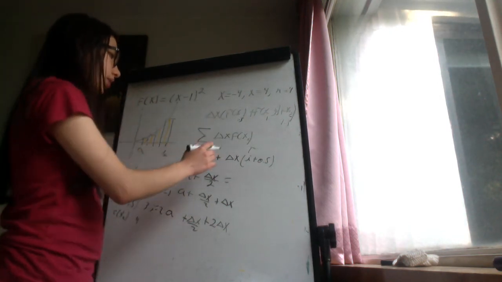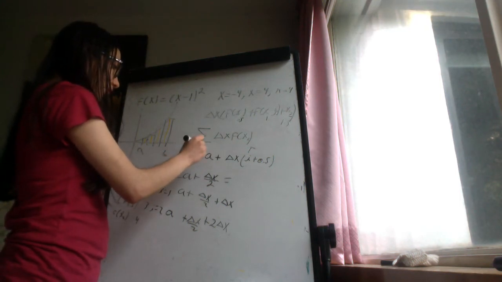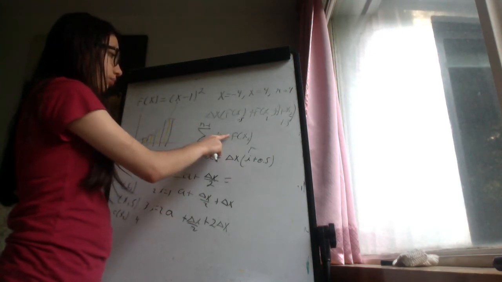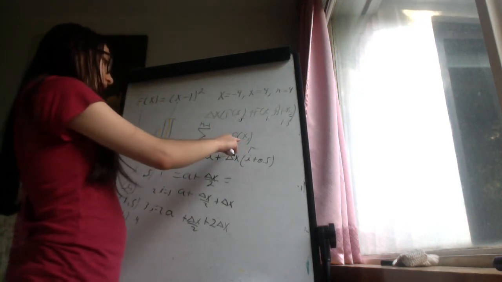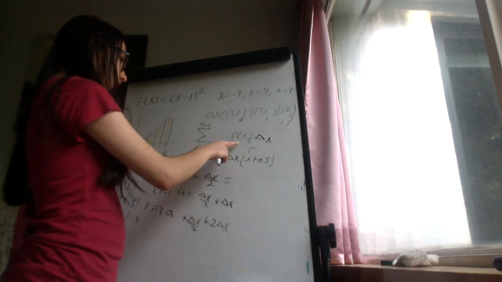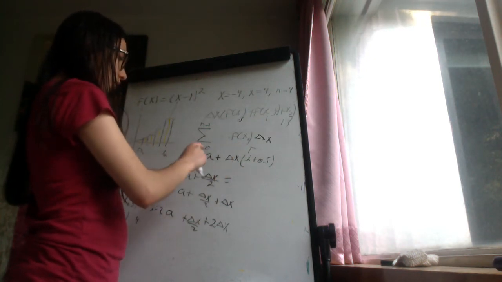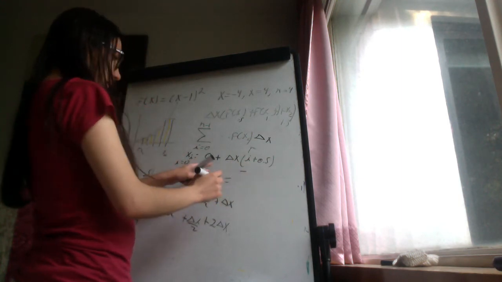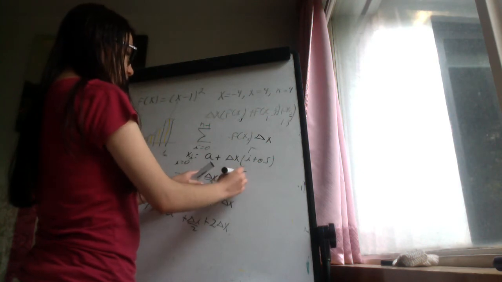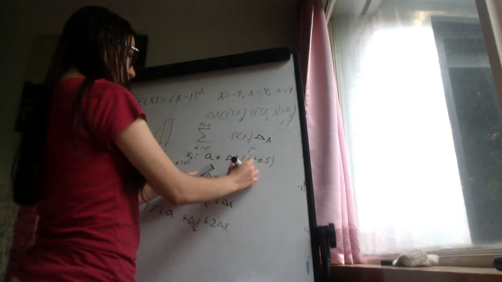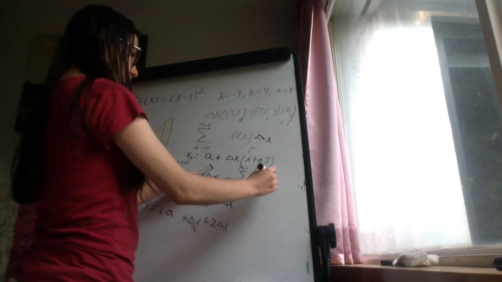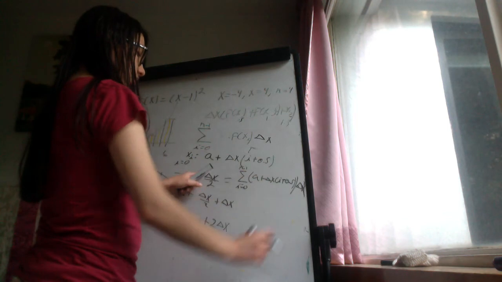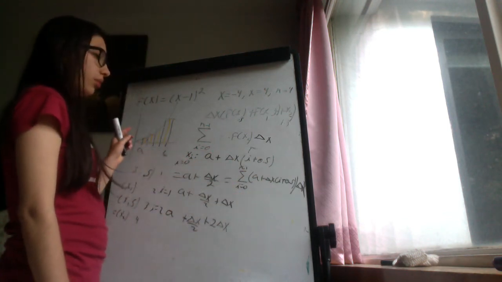So here, actually the formula goes the summation from I equals 0 to I equals n minus 1. We will see this in a while. Of f of x sub I delta x. Now, what is f of x sub I? This is x, and this is x sub I. So it will be the summation from I equals 0 to n minus 1 of a plus delta x times I plus 0.5 times delta x. This will be the Riemann summation for the midpoint.